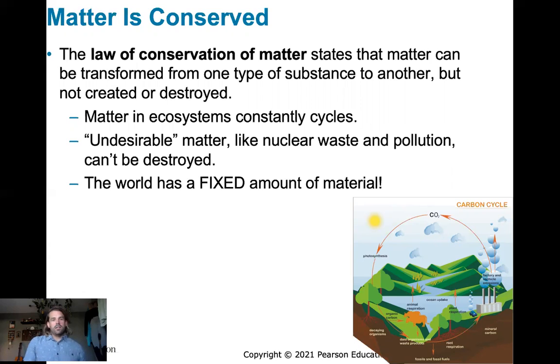So in ecosystems, matter is constantly cycling. Undesirable matter like nuclear waste or pollution, you can't destroy it. You can change it from one substance to another, but you can't just destroy it. You can't get rid of matter. The world has a fixed amount of material. So our planet has a certain amount of material, and it's only going through cycles.